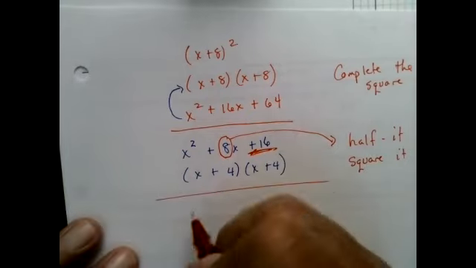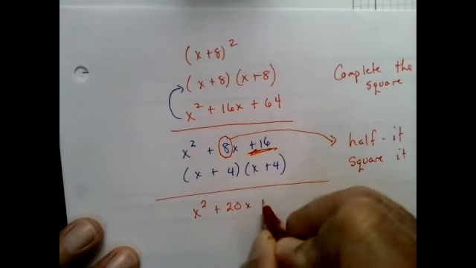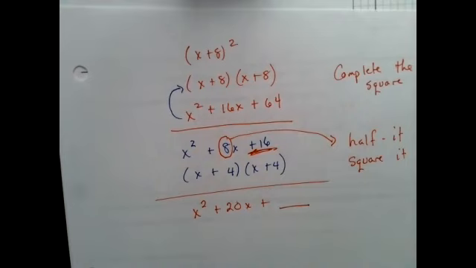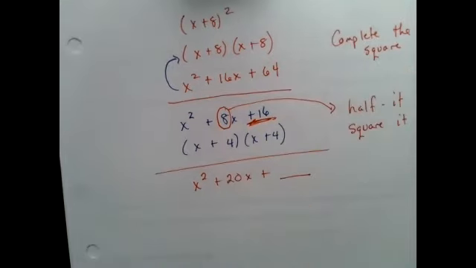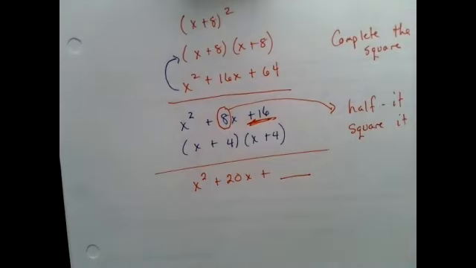Do another one. I will. X squared plus 20x. What number do I need here to make a perfect square? All right, I'm going to look at the coefficient of the x term. I'm going to half it and then square it. What's half of this? 10. Squared.